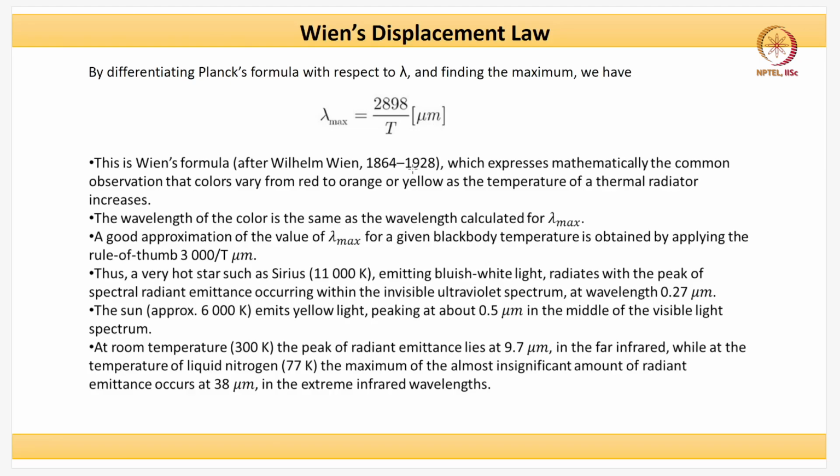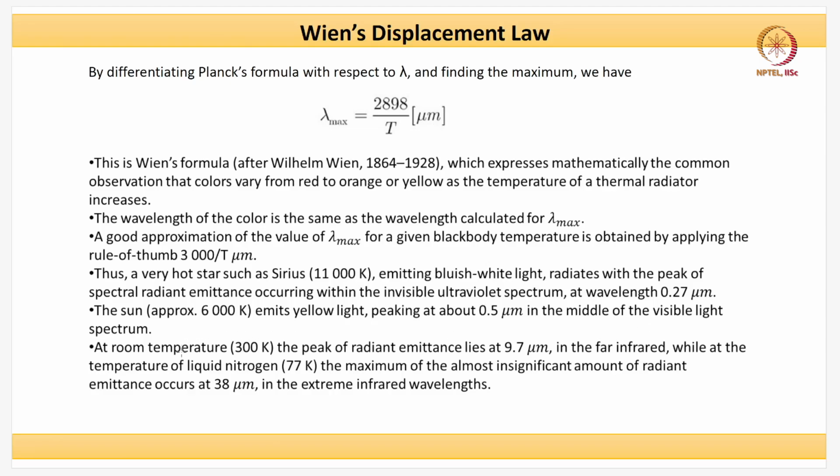A good approximation of lambda max for a given black body temperature is obtained by applying the rule of thumb, because this is 2898, difficult to calculate, about 3000 divided by T micrometer. So a very hot star such as Sirius, which is 11,000 Kelvin, emits bluish white light and radiates with a peak spectral radiance occurring somewhere in the invisible ultraviolet, which is the very low wavelength part, at around 0.27 micrometer, which is 270 nanometer. The sun, which is a much cooler star, at 6000 Kelvin emits light in the yellow and peaks about, say, 0.5 micron, which is in the middle of the visible light spectrum.